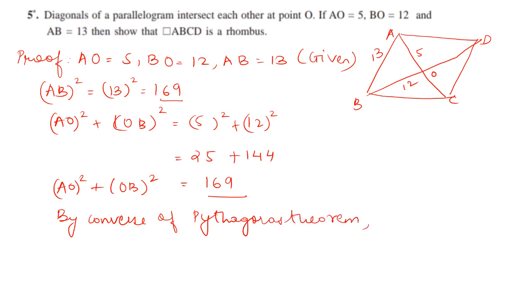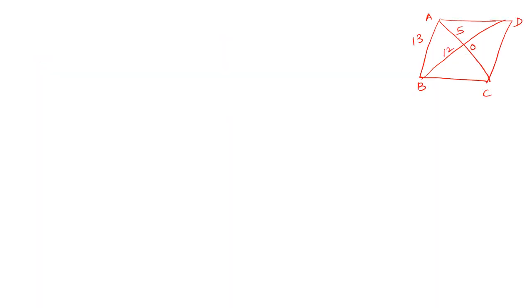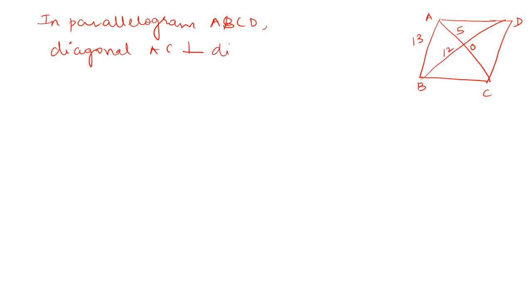we can say that angle AOB is equal to 90 degree. Okay, this angle AOB is equal to 90 degree. So in parallelogram ABCD, diagonal AC is perpendicular to diagonal BD, that is from 1, that is we proved that angle AOB is 90 degree. This angle AOB is 90 degree.